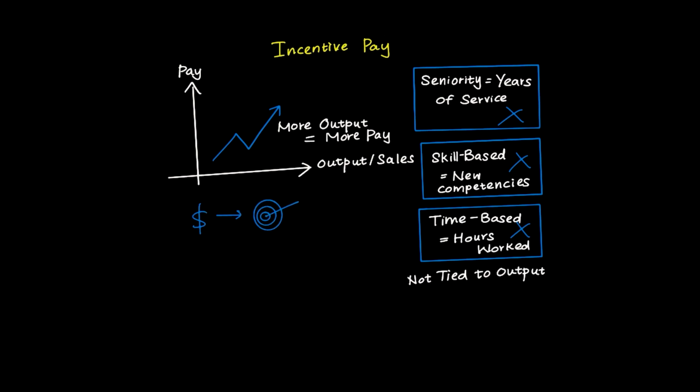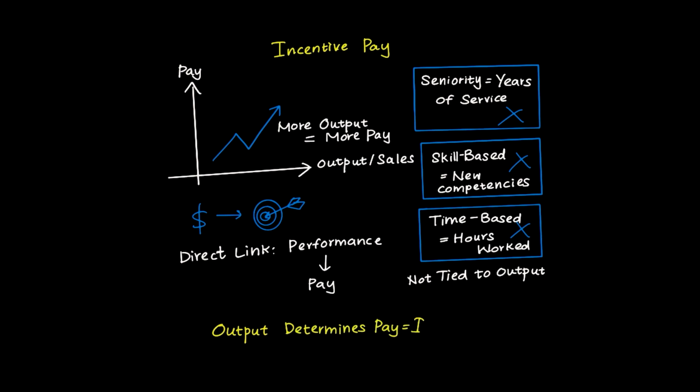Produce more, earn more. Here's a WGU D351 OA exam tip for you. Pay tied to output, commissions, productivity-based earnings all mean incentive pay. Quick recall hook. Output determines pay equals incentive pay.